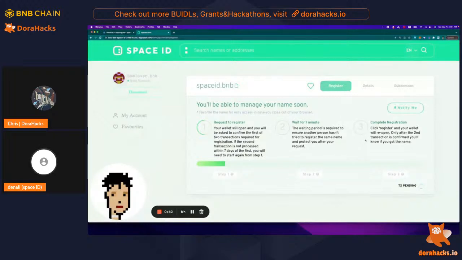We actually retrofitted this code from ENS, so it is a two-step registration process. The reason ENS does this is that Ethereum is a very slow chain.